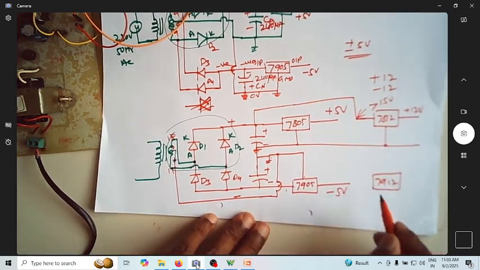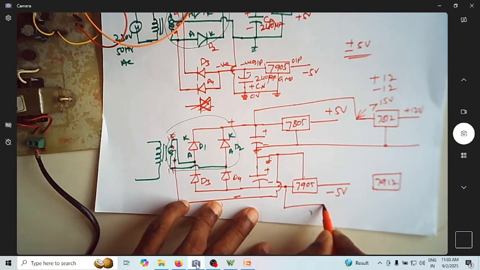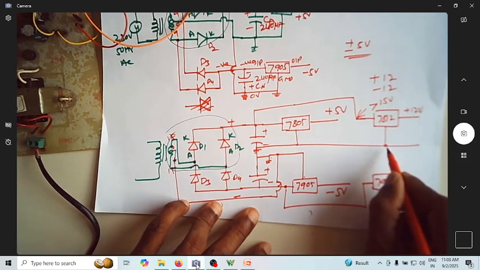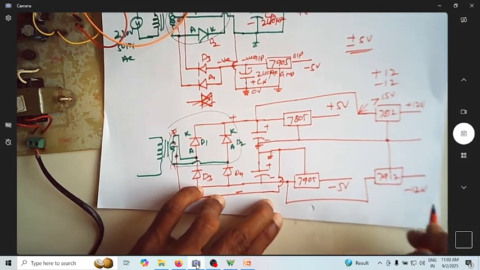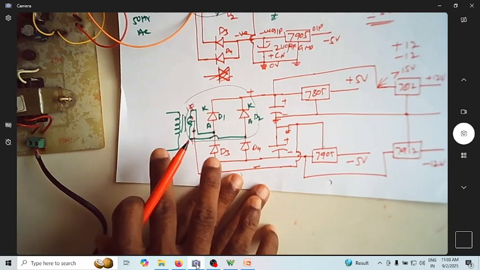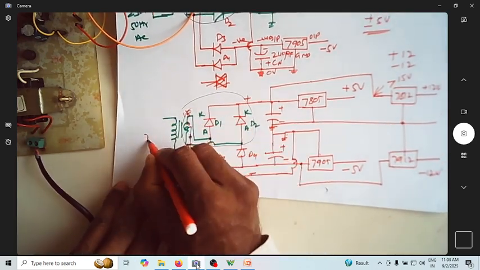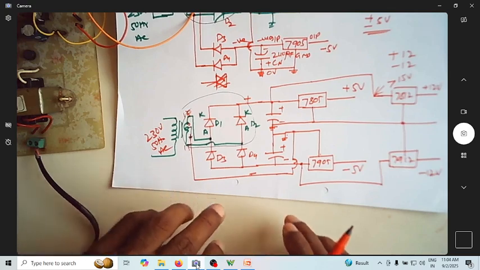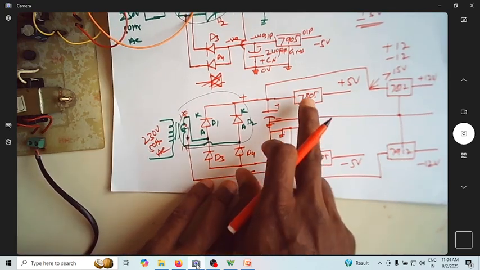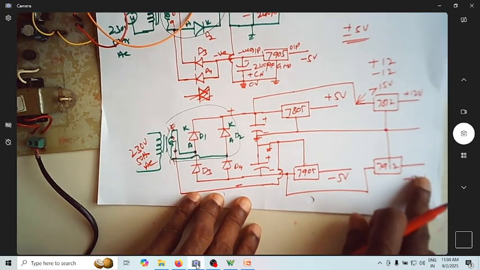Again, how do you get this minus 12? You take the filtered signal from here, give it to this, and this is your ground point, and this is minus 12. Can you see? Using the same power supply, the same transformer, the same 230 volt, 50 hertz AC signal, you are realizing plus 5 volt, plus 12 volt, minus 5 volt, minus 12 volt.